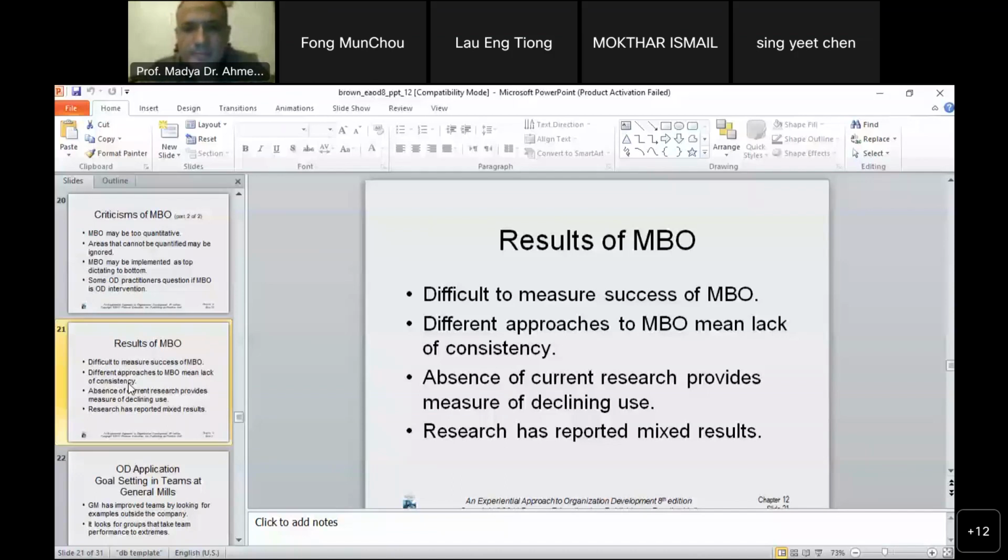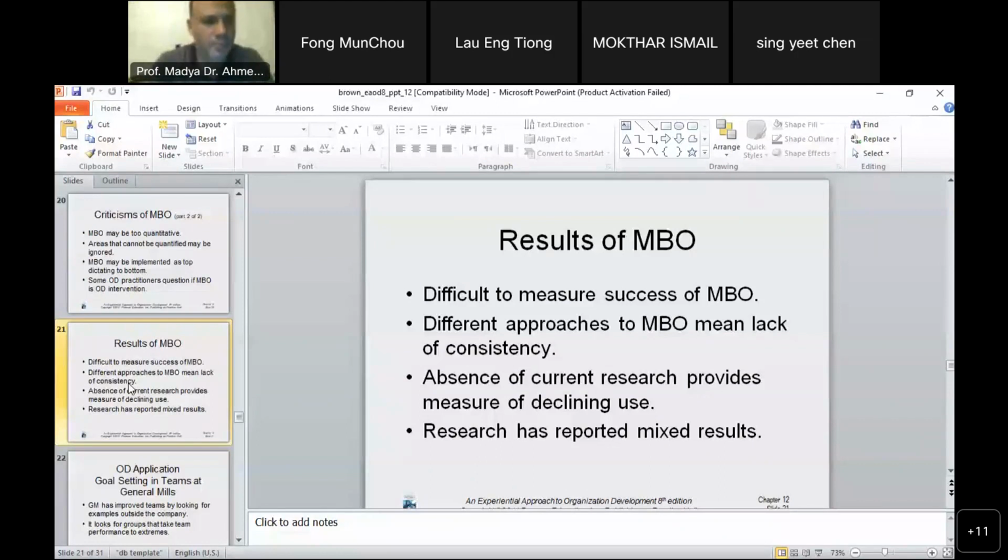And in terms of research, research showed that there is a declining use of MBO. So it's not really getting more common and popular. Many organizations are not using MBO because of those issues. And again, similar to what we mentioned before in cooperation and competition, there are some mixed results with regard to MBO in terms of research. So research is not really conclusive, reporting mixed results on the beneficial use of MBO.